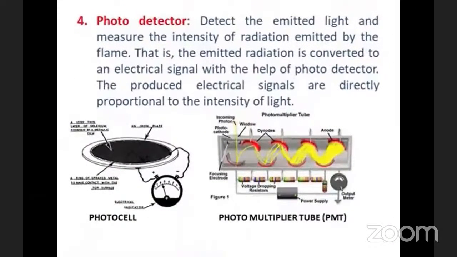Then the next but most important component of the flame photometer is the photodetector. This photodetector detects the emitted light and measures the intensity of radiation emitted by the flame. That is, the emitted radiation is converted to an electrical signal with the help of the photodetector. The produced electrical signals are directly proportional to the intensity of light. Photocell and photomultiplier tube are the commonly used detectors in flame photometry.